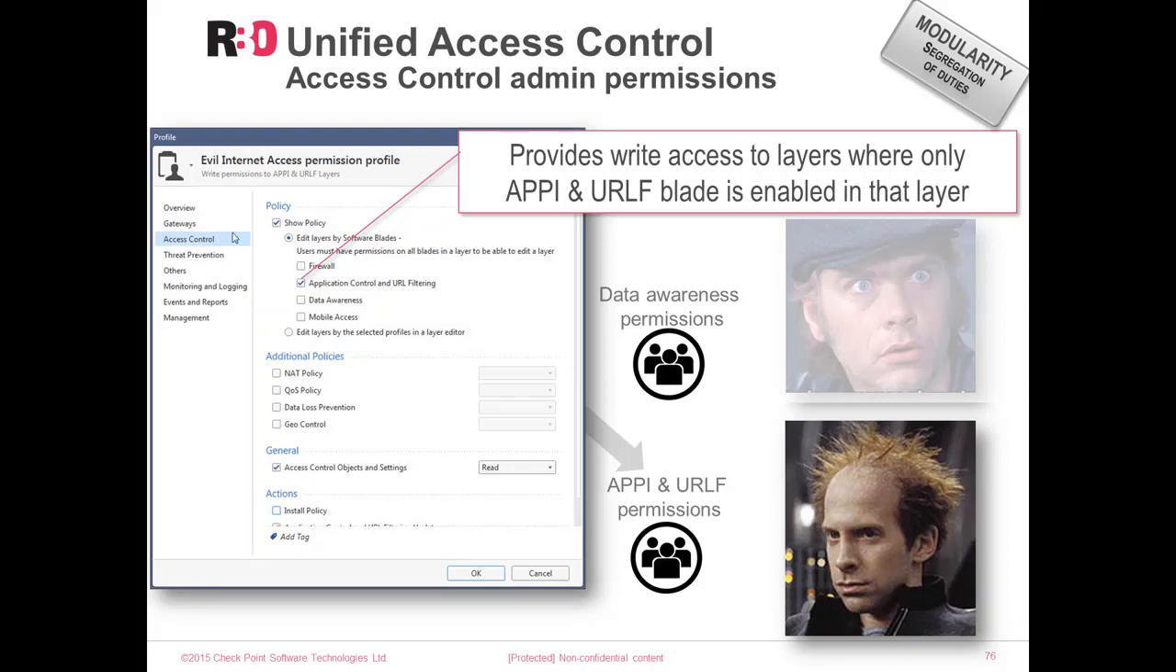Scott Evil under access control is allowed to show the access control policy, and he can edit layers by software blades that are being activated. So if we have a layer where we only activated application control and URL filtering, Scott Evil will be allowed to change rules inside that layer. If we have a layer where we only have firewall enabled, Scott Evil will not be allowed to work with the rules inside that layer because it's not part of his IT operational structure.